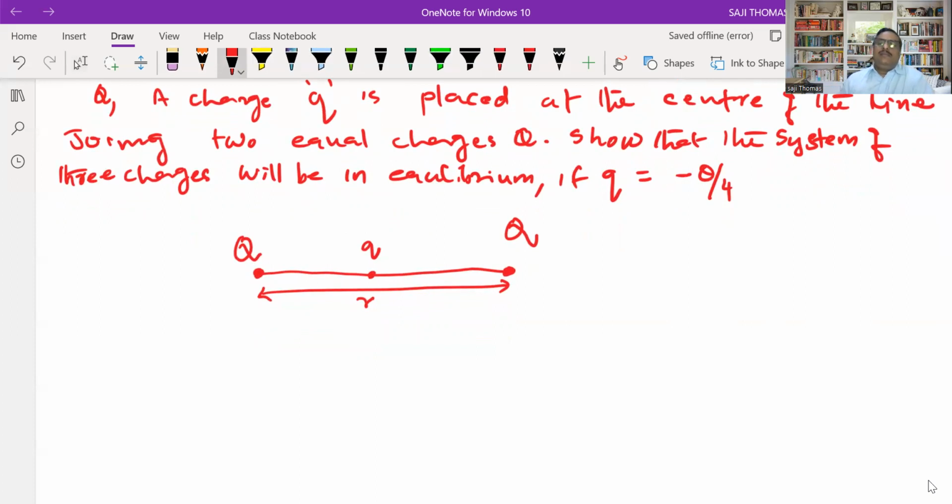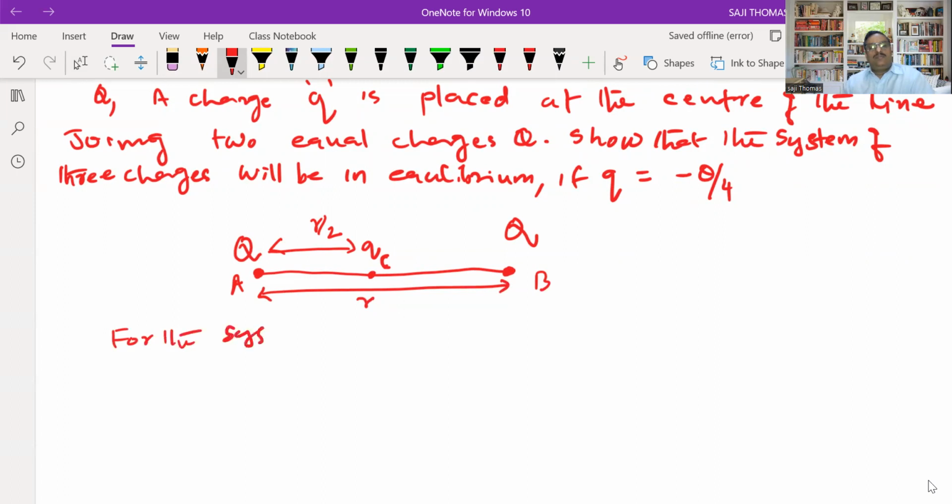So the system will be in equilibrium if the net force on each of these charges is zero. I am taking this point as A, and this point as B, and the charge at the center, at distance R/2, is C. So what is the force on A? The charge B exerts a force on A, and the charge at the center, q, exerts a force on A. So the net force on A will be FAB plus FAC, and that must be equal to 0.